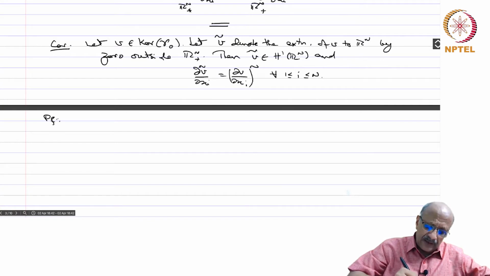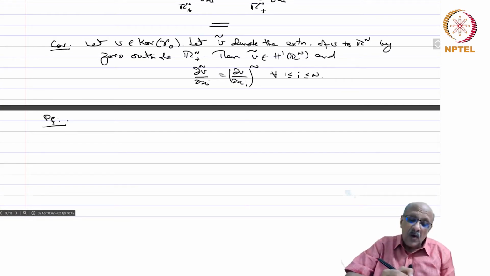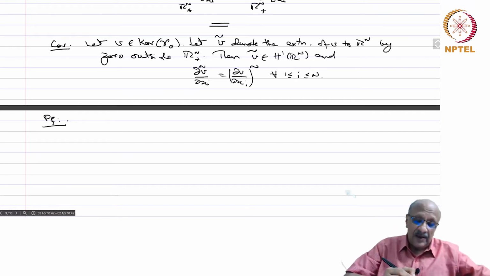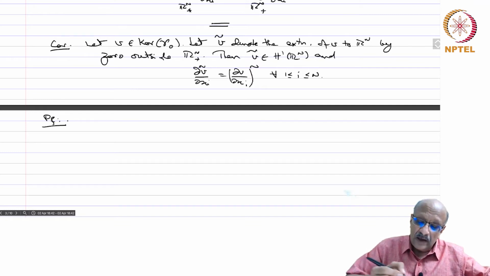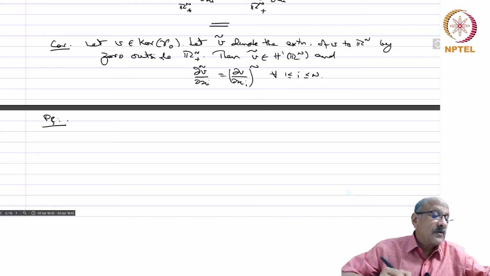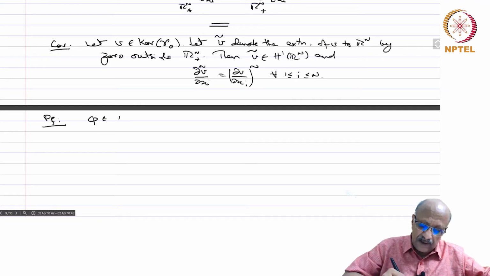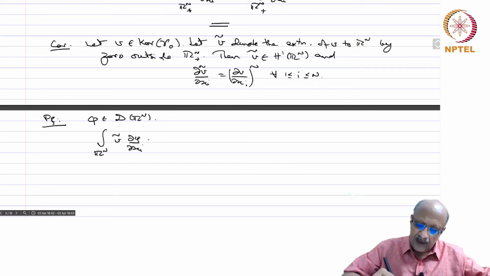So we have already seen this kind of thing for H1 0 of any omega. If you extend by 0, then the extension by 0 is in fact in H1 of Rn. Now we are showing it for kernel of gamma naught, because after all our ultimate aim is to show that both these sets are one and the same. Okay, so let phi belong to D of Rn.